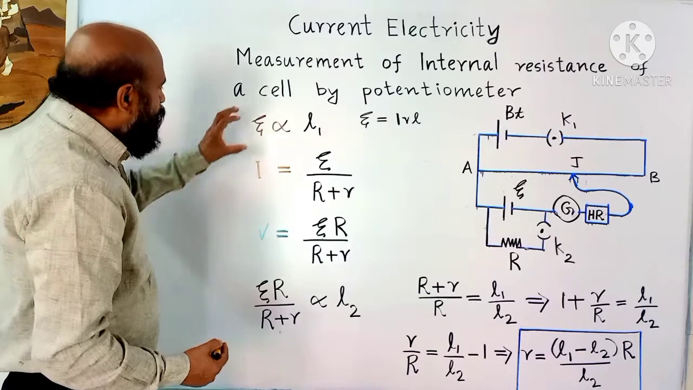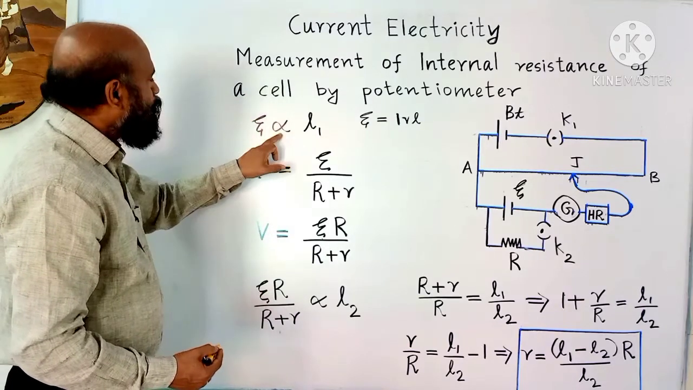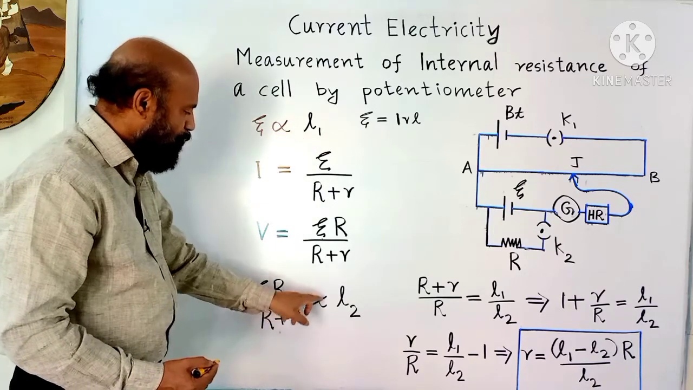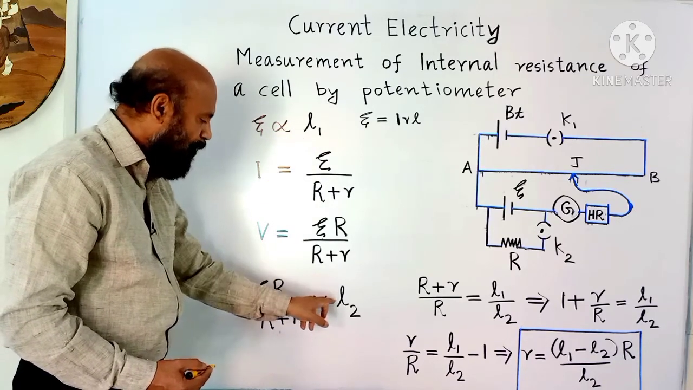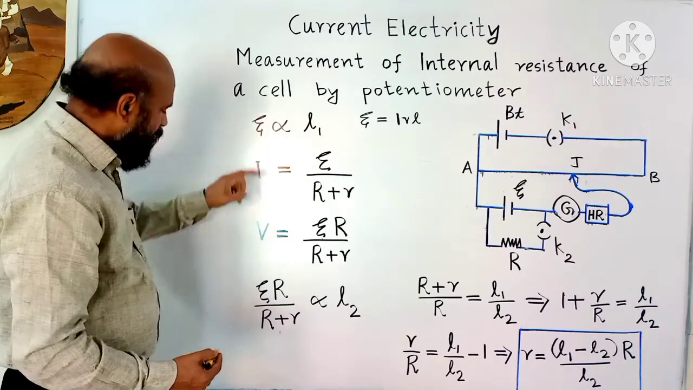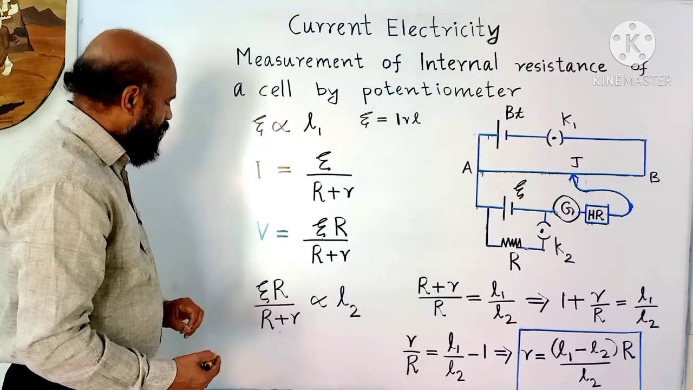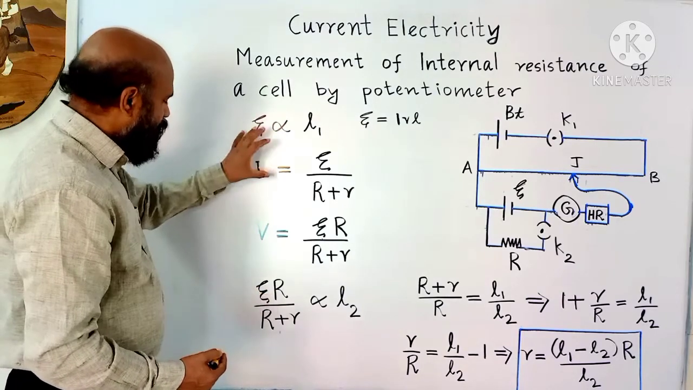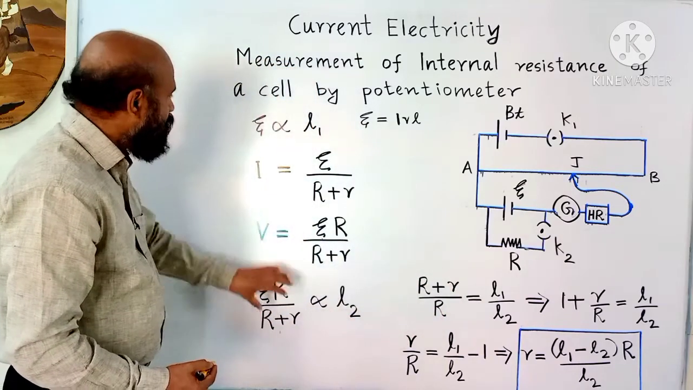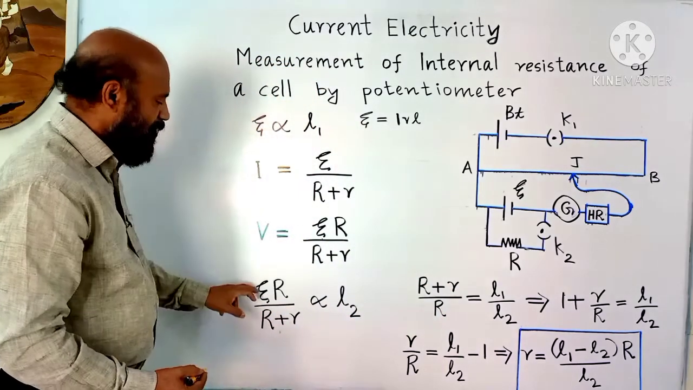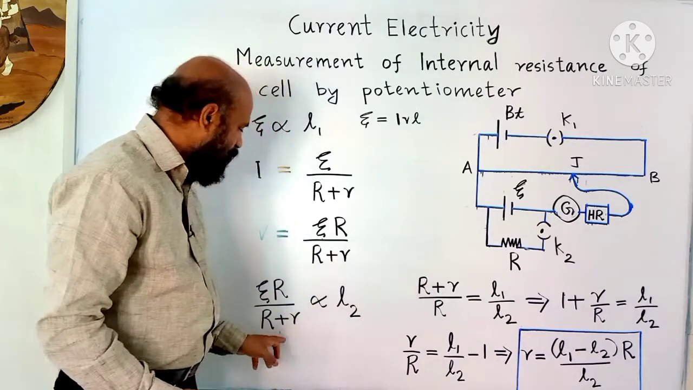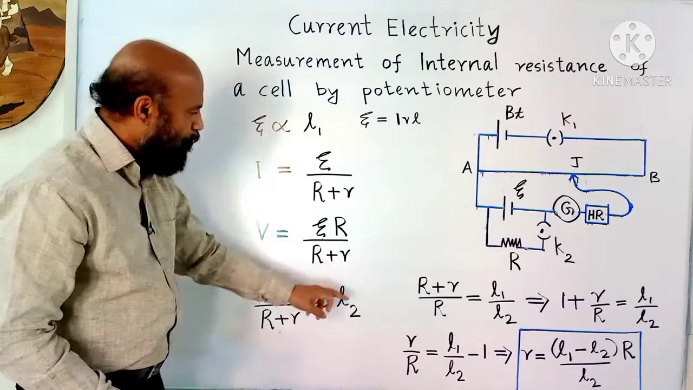Now you divide this equation by this equation. This proportional sign can be replaced by an equal sign after writing a constant. Here also it is replaced by an equal sign after writing a constant. When you divide this equation by this equation, psi and psi will get cancelled. Then when you divide this, it will be R plus r by R. When this is divided by this, psi will get cancelled, and when you divide, this will be R plus r divided by R is equal to L1 by L2.